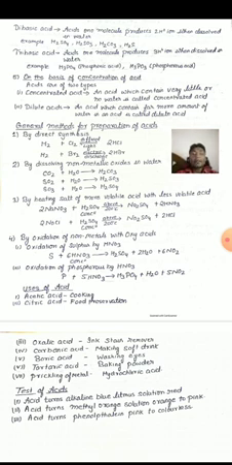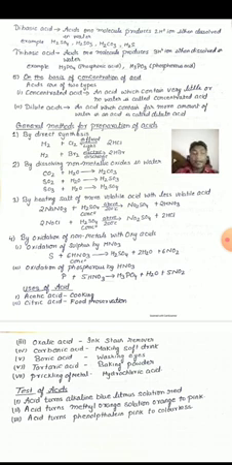Next, on the basis of concentration, acids are of two types. First, concentrated acid and second, dilute acid. Concentrated acids are those acids which contain very little or no amount of water in them, while dilute acids are those acids which contain a large amount of water in them.